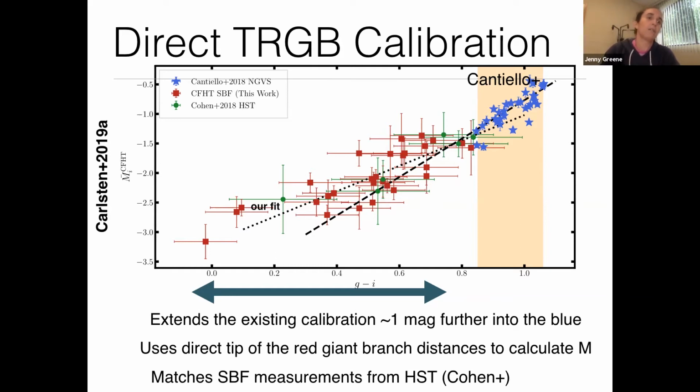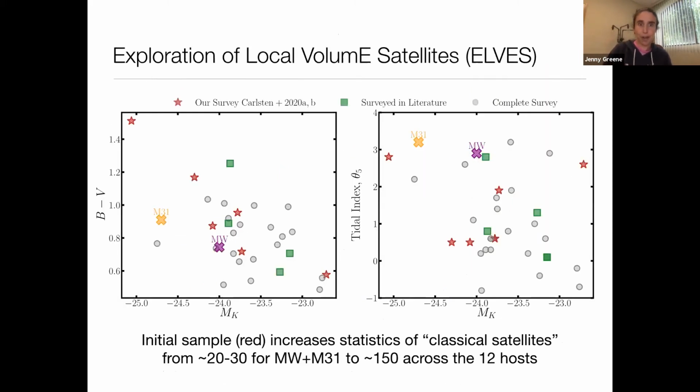But we got a sample of galaxies where we have both TRGB distances and SBF, and directly calibrated the SBF distances as a function of g minus i color. And we found that we could measure distances good to 15%. So nowhere near as precise as what you can get for a massive red galaxy, but good enough to determine whether or not a satellite is in a host halo or in the background. So that's the game that we're playing with ELVES.